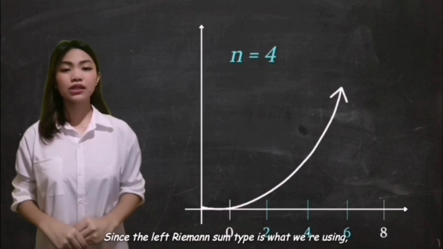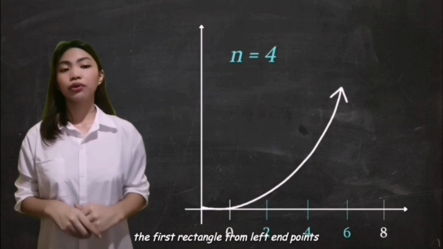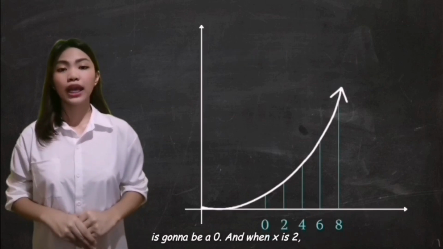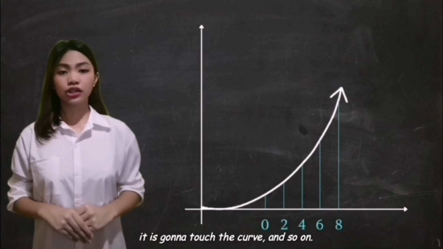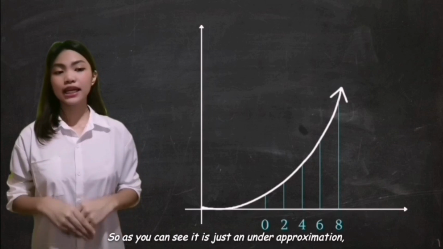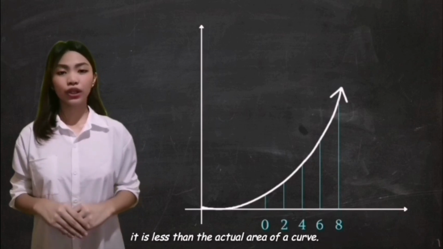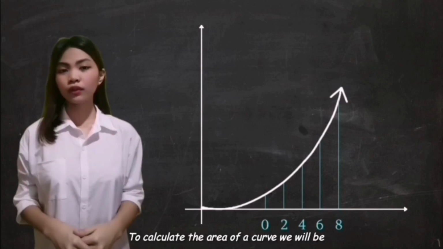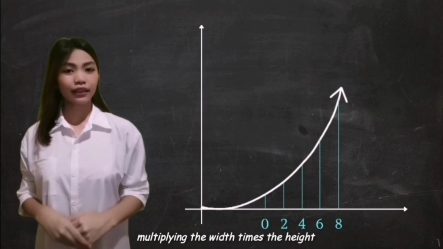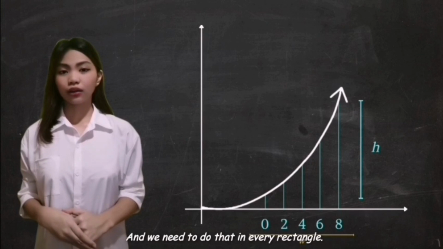Since the left Riemann sum type is what we are using, the first rectangle from the left endpoint is going to be at 0. And when x is 2, it is going to touch the curve and so on. As you can see, it is just an under approximation and it is less than the actual area of the curve. To calculate the area of a curve, we will be multiplying the width times the height. And we need to do that in every rectangle.